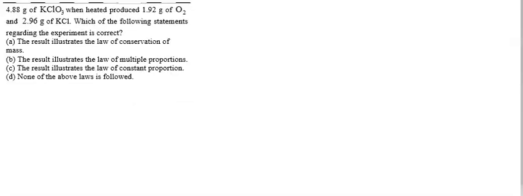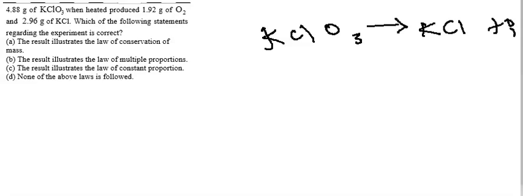So this is our next question. The question is: 4.88 gram of KClO3 when heated produces 1.92 gram of oxygen and 2.96 gram of KCl. Which of the following statements is correct according to this? So first we will write out the reaction, which is KClO3 decomposes into KCl and O2. So we have to balance the equation.